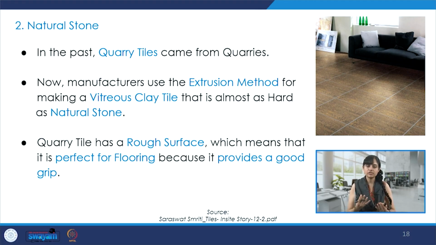Quarry tile has a rough surface, which means that it is perfect for flooring because it provides a very good grip. So that is why it was used in the past and it is still sought after, but because of a lot of environmental concerns and other reasons of ease of manufacturing and laying, the extrusion method is also being used.